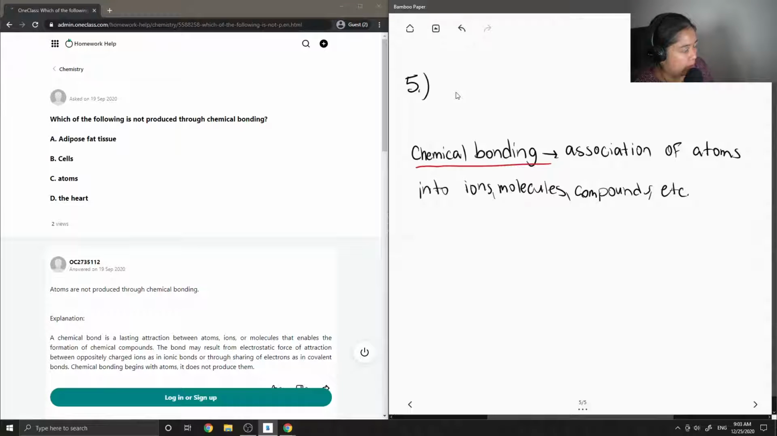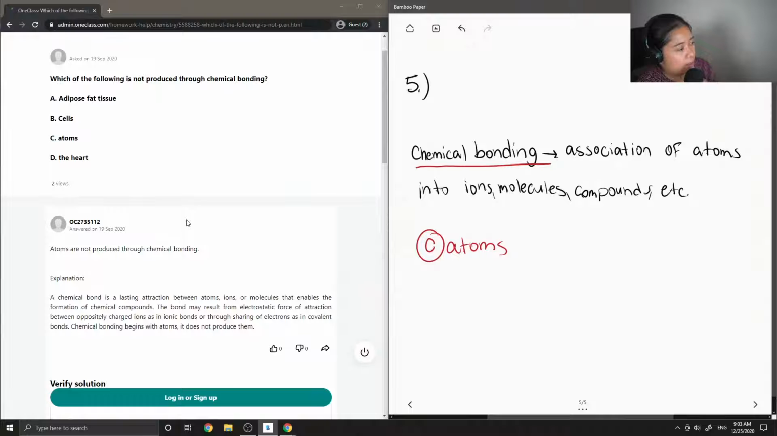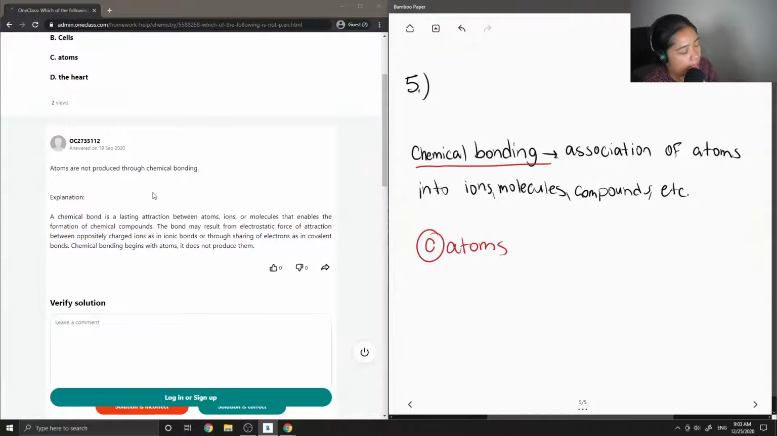Adipose fat tissue, so this was formed through chemical bonding. Cells, atoms, or the heart. So the answer for this would just be atoms. Yeah, so pretty much everything else is formed through chemical bonding. And atoms are the building block of it. So the tutor said that atoms are not produced through chemical bonding.